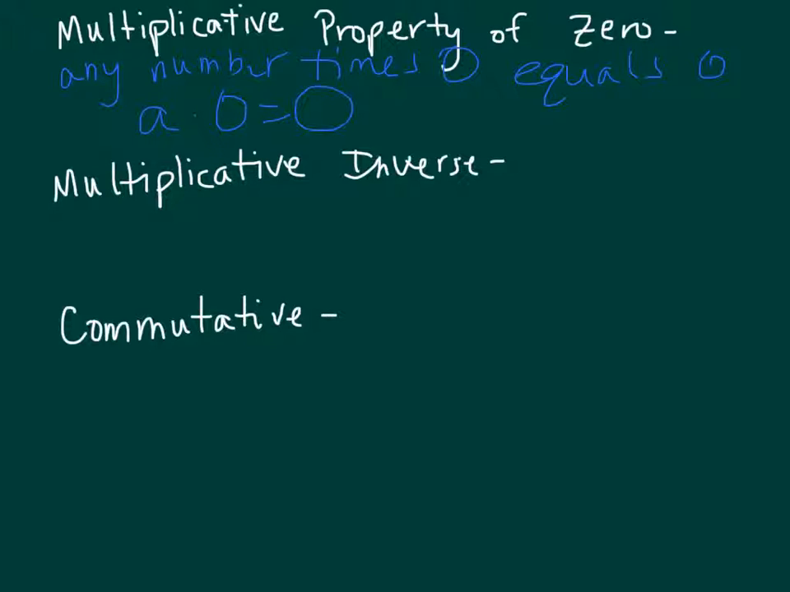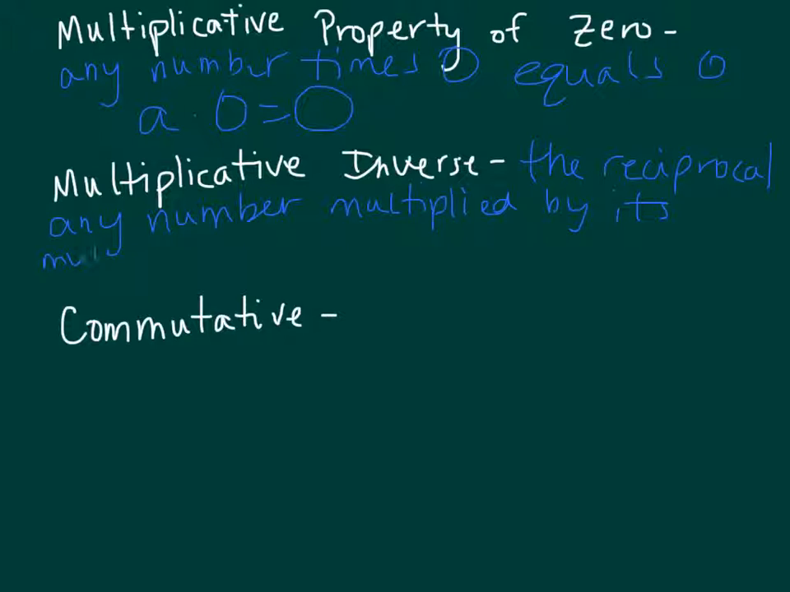Okay, the multiplicative inverse is basically the reciprocal. And when I take the reciprocal, any number multiplied by its multiplicative inverse equals 1. So if I have A and I multiply it by 1 over A, that always equals 1.